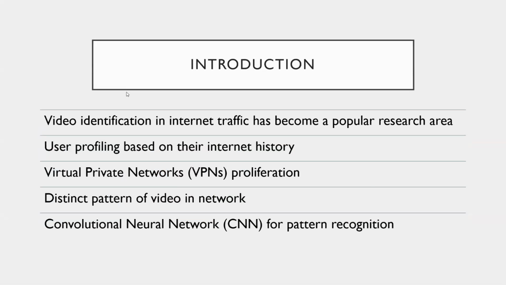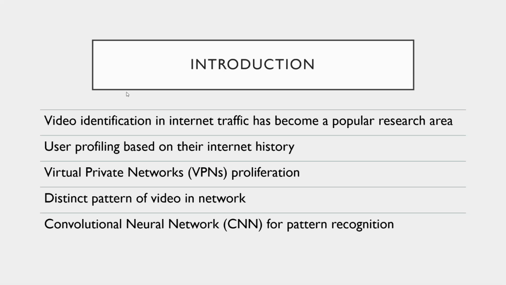If we look at the research community and scientific papers, video identification in internet traffic has become a really popular research area. Why is that? It is because if you are able to look at the internet history, and based on that you are able to set certain profiles, you are able to identify different people such as militants or adversaries. This is very useful for security companies. But here's the problem. With an increase in the research in video identification, people are increasingly using security tools such as virtual private networks. With the rise of VPNs, it is hard to do profiling. This is where this particular paper comes in.